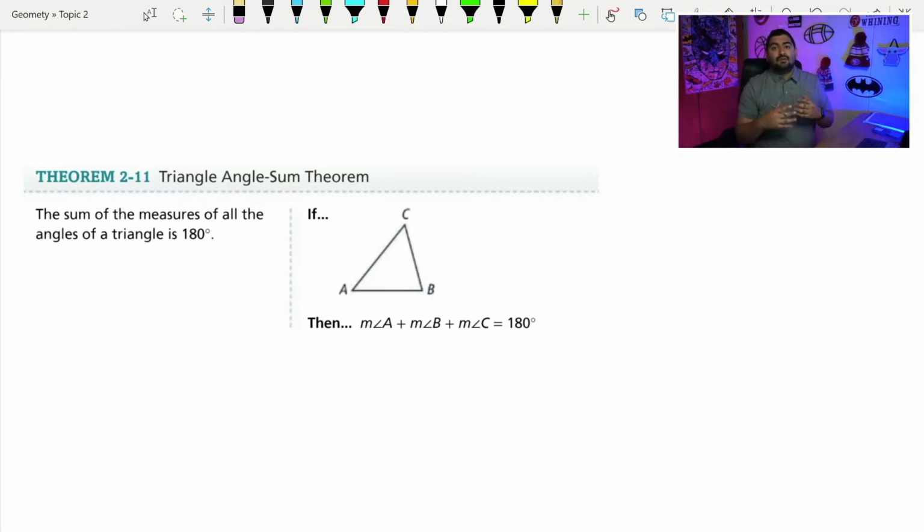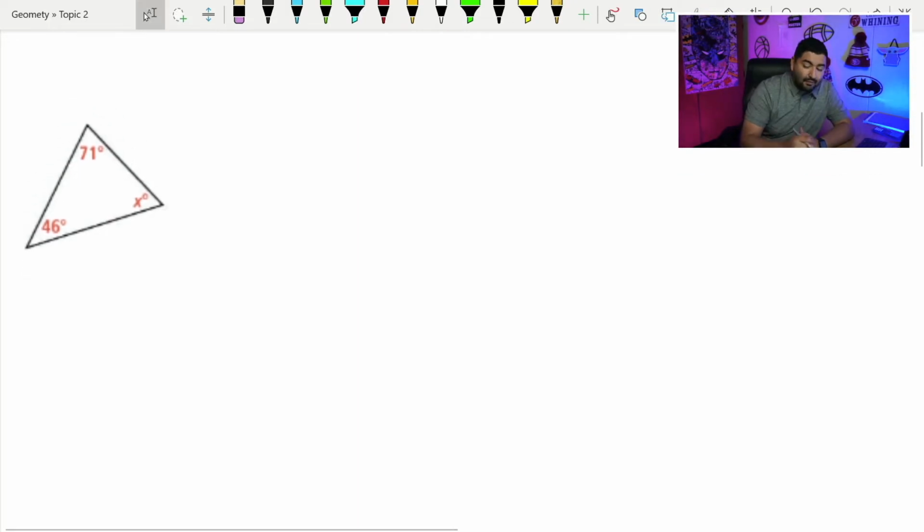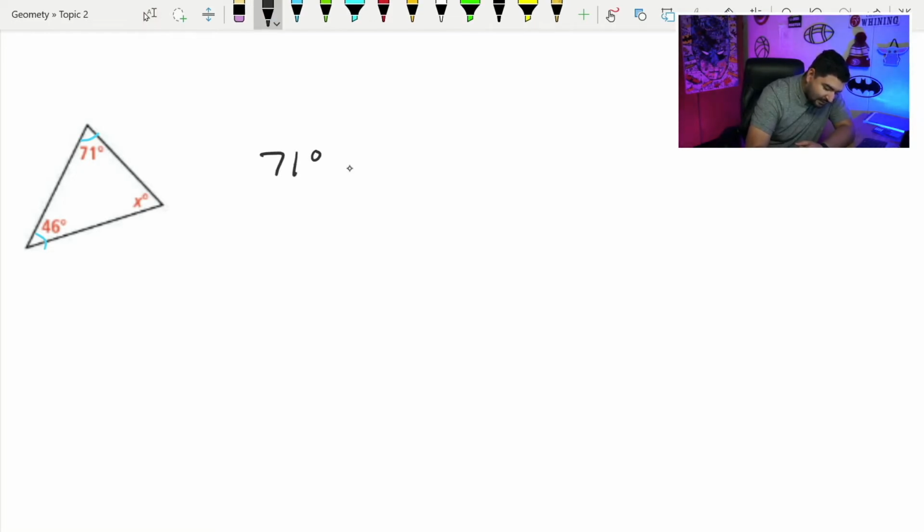So let's go ahead and look at some examples in which we use this theorem to help us find missing angles. Let's look at our first example. Here I have a triangle where I have two of the angles. One angle is 71 degrees, the other is 46 degrees. So using the triangle angle sum theorem, I can add all of these angles together. So I can say 71 degrees plus 46 degrees plus x. Adding all of these together, I should get 180 degrees.